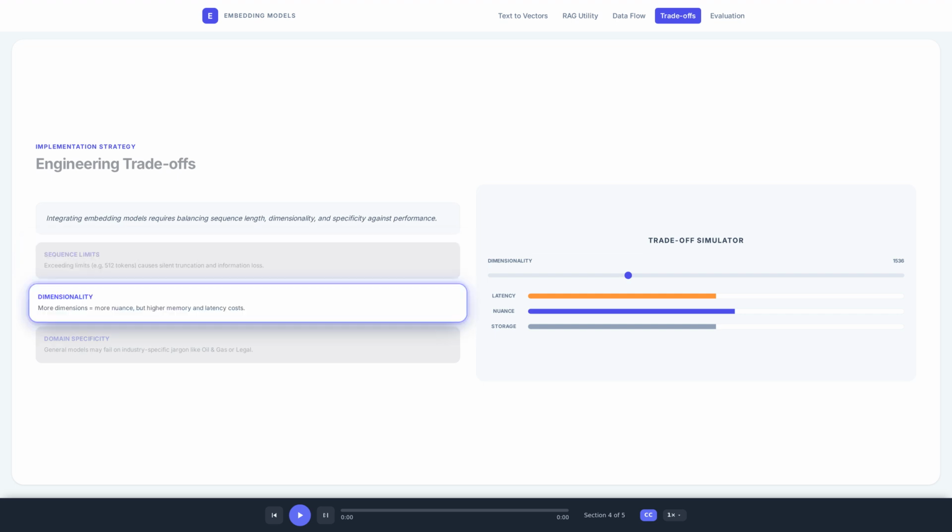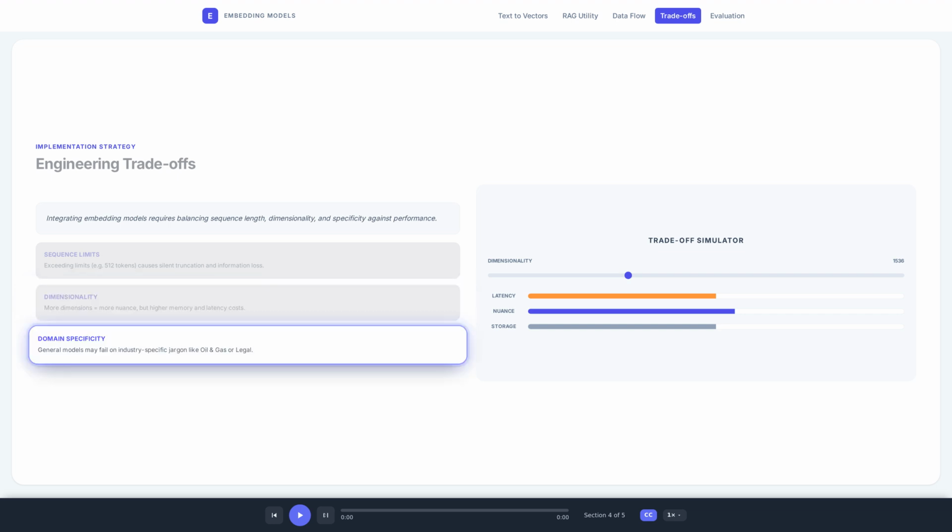Then there's the balance between how many dimensions you use and how fast things run. More dimensions can capture more detail, sure, but they also use more memory and computing power, which can slow down retrieval. For systems that need to be quick, smaller, denser vectors, maybe around 768 to 1024 dimensions, are often a good sweet spot between accuracy and cost.